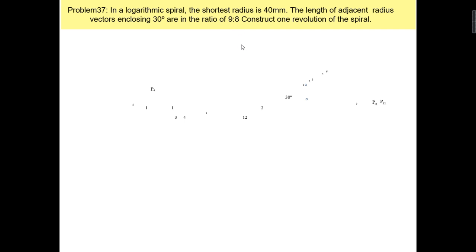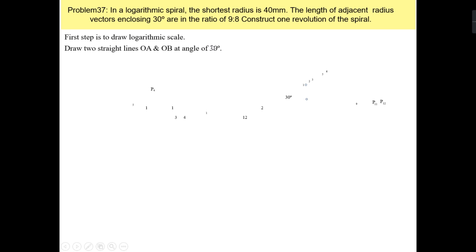From that you will not get integer values like you are getting 40 mm, 45 mm. So if you draw a logarithmic scale, then you don't have to do the calculation, and also you will get the right length of the radius vector. How will you construct the logarithmic scale?